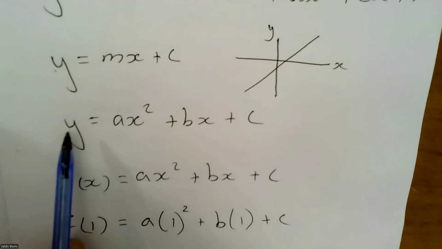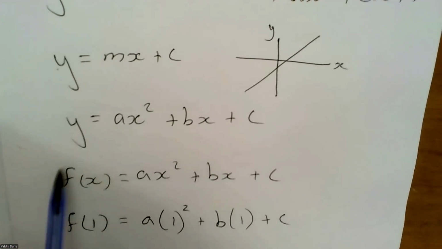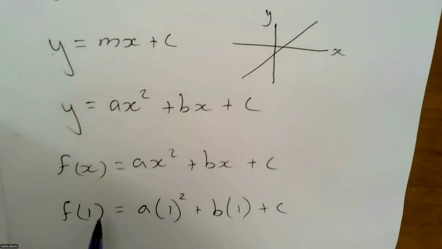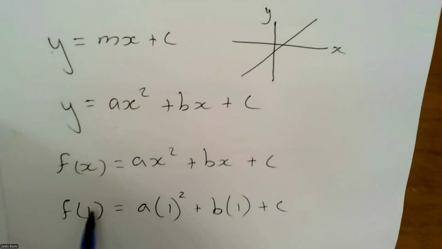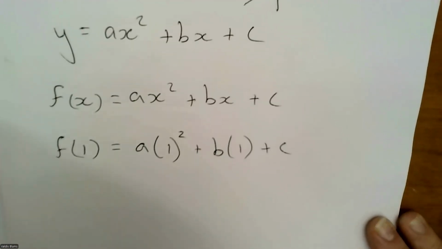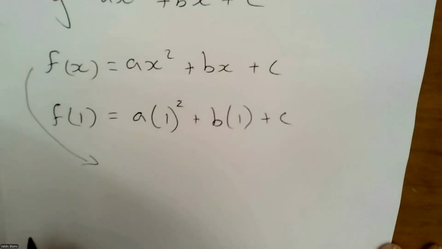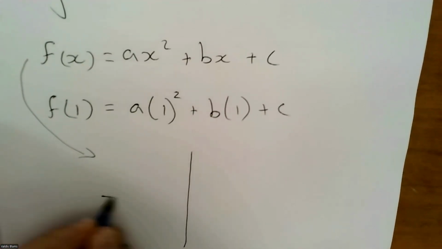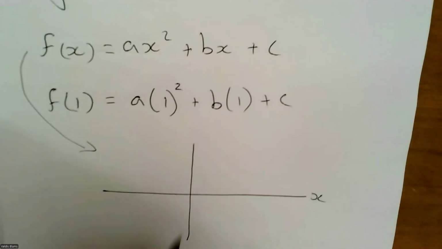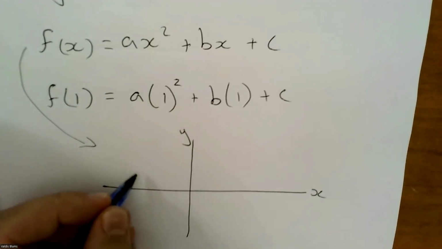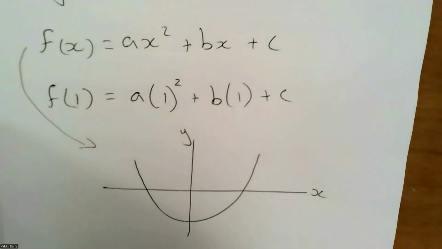Now, instead of having y, you could have f of x. So this states that the variable within your function is the variable x, and so you can sub in x as any given number. But when you're plotting f of x, you're plotting it for each individual number. So for each individual x value, you're plotting it to give you a y value. And when you plot a quadratic function, you end up with a parabola. So it might look something like this.